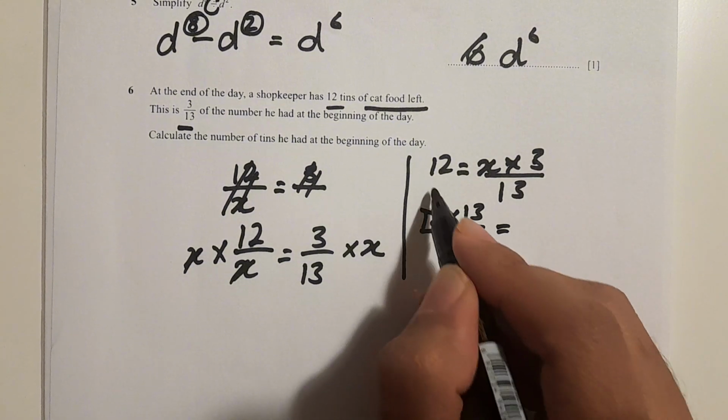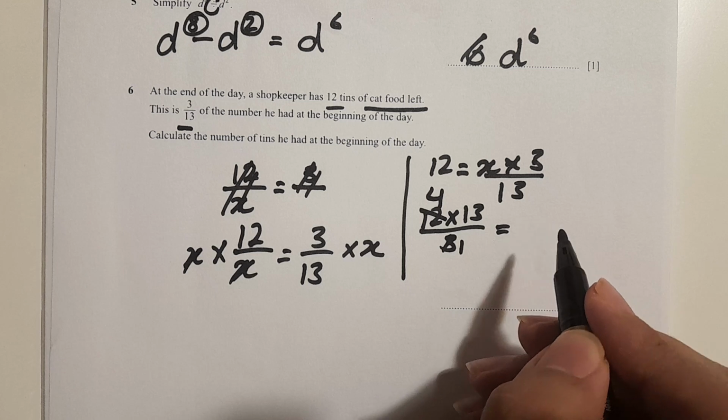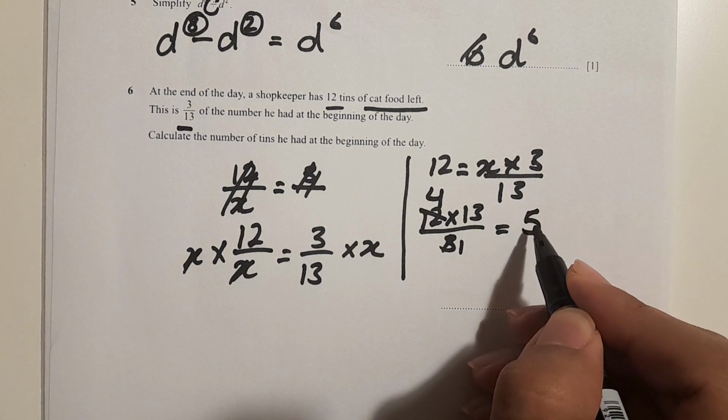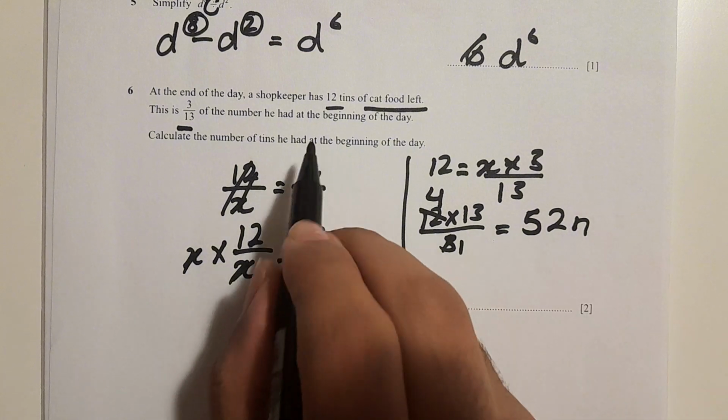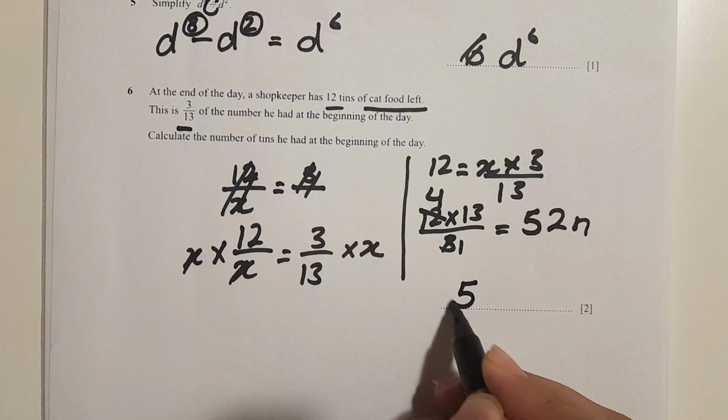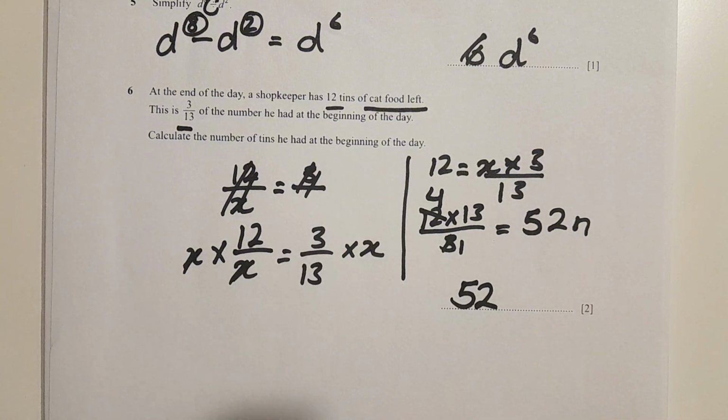3 ones are 3, 3 fours are 12. 4 times 13 is 52. So 52 is the number of tins that he had at the start of the day. So 52 will be the final answer for question 6.